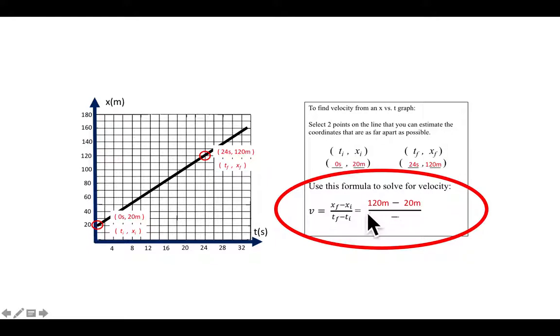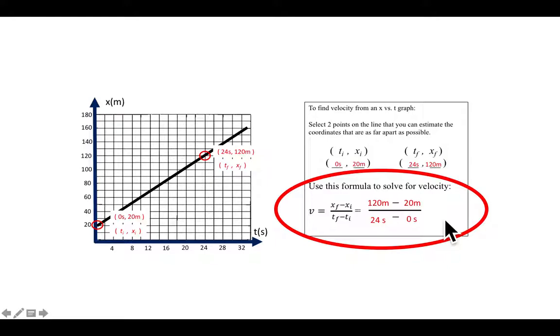Now we'll switch to the denominator where we're going to find the difference in time. So let's look at the final time. The final time was 24 seconds, so that needs to be included first. And we're going to subtract from that the initial time, as shown here. The initial time is 0 seconds, so that's going to come next.